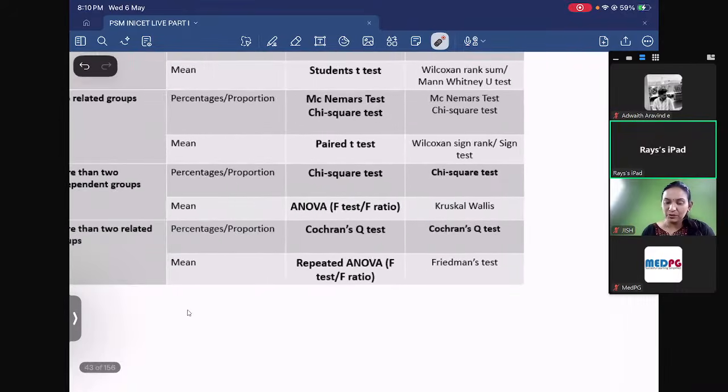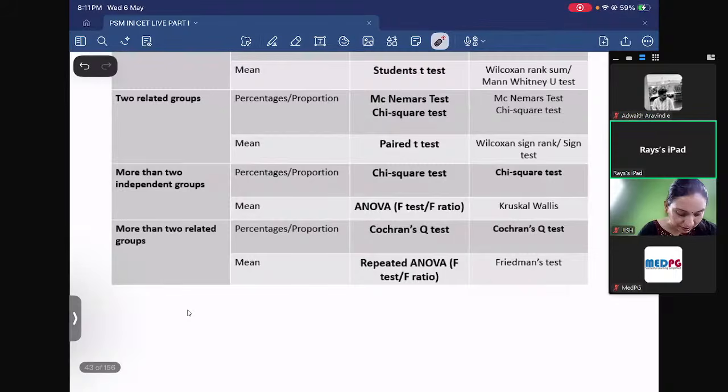Simple example, I'm not going to write anything. We just said a simple example here. Suppose I have a study which compares the proportion of people who develop chickenpox among those who are immunized and not immunized.